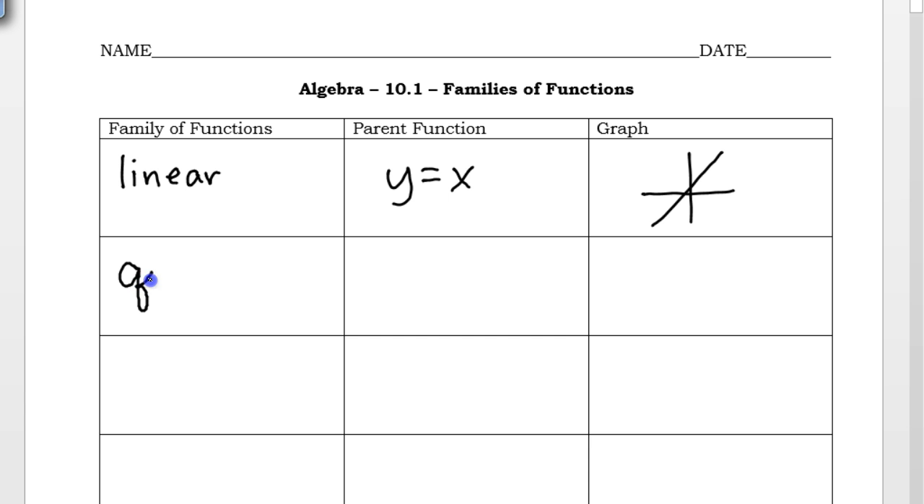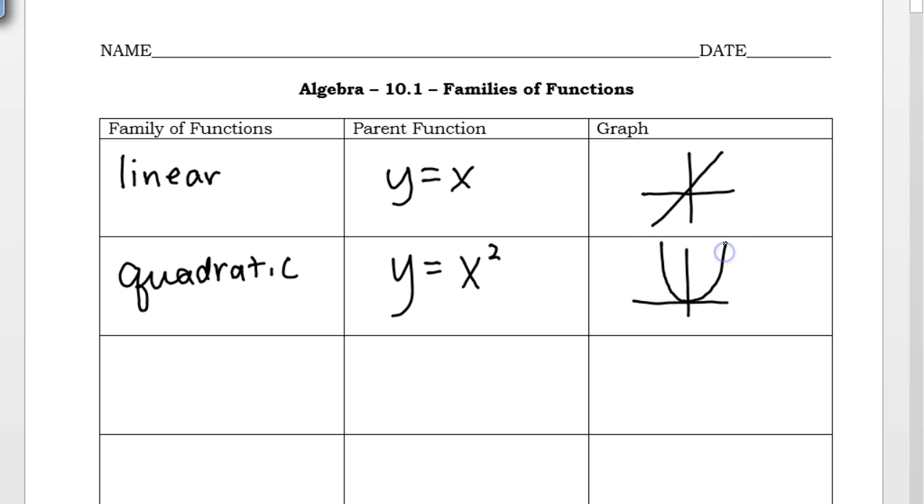We also have the quadratic family. The next chapter actually will be focused primarily on the quadratic family, but anywhere we see a power 2, that's the quadratic family, and that graph makes a U shape called a parabola.